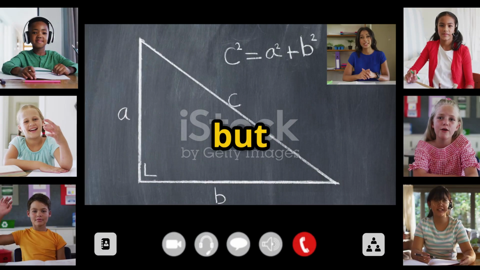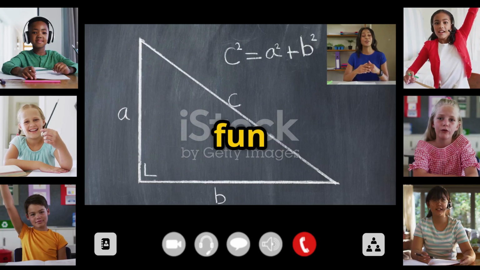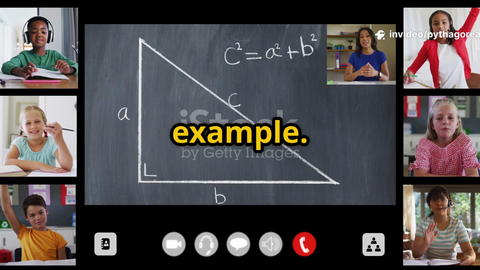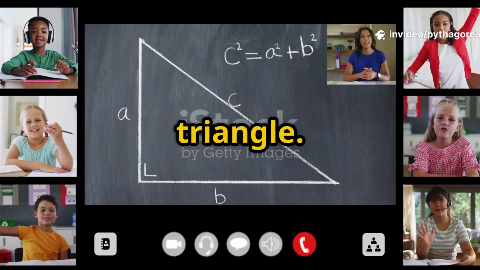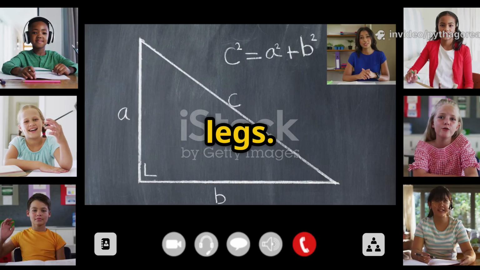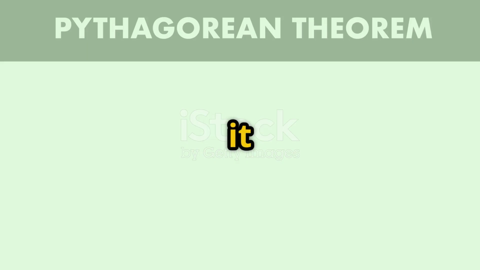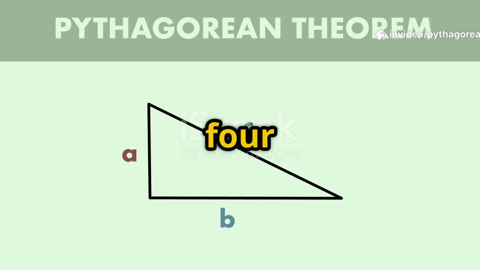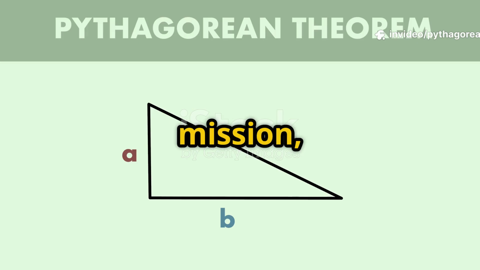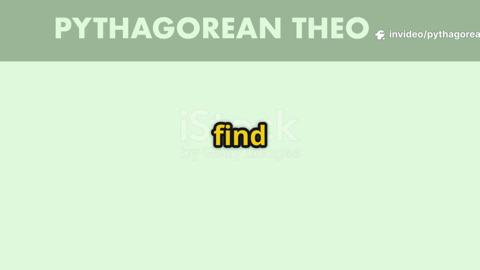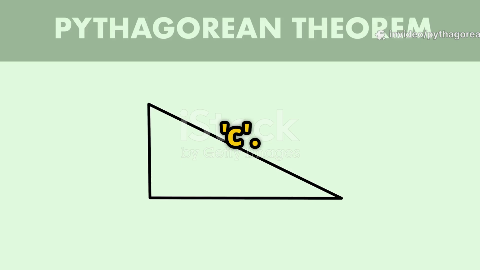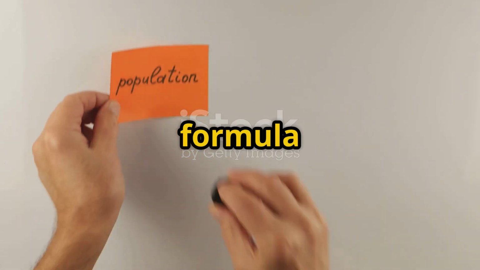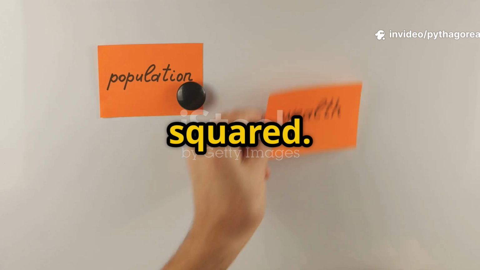Theory is great, but seeing something in action is where the real fun begins. Let's take the Pythagorean theorem for a spin with a classic example. Imagine we have a right triangle. We know the length of its two legs. Let's say leg A is 3 units long. It could be 3 inches, 3 feet, 3 miles, whatever. And leg B is 4 units long. Our mission, should we choose to accept it, is to find the length of the hypotenuse, C. This is the side we don't know. Time to call in our trusty formula, a squared plus b squared equals c squared.